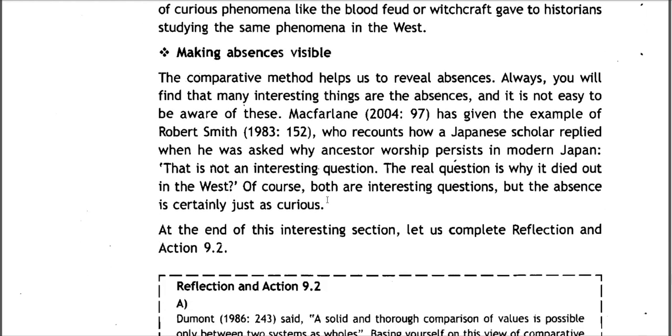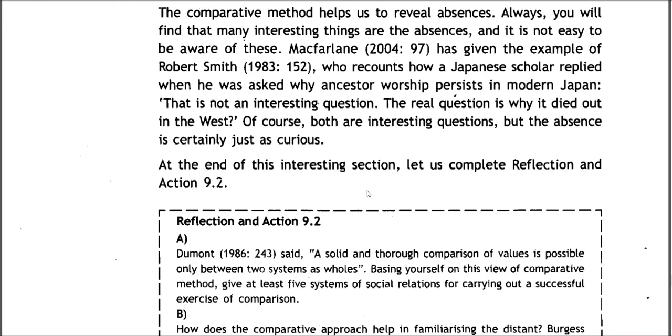Making absences visible. The comparative method helps us to reveal absences. Always you will find that many interesting things are the absences, and it is not easy to be aware of this. McFarlane has given the example of Robert Smith, who recounts how a Japanese scholar replied when he was asked why ancestor worship persists in modern Japan. That is an interesting question, but the real question is why it died out in the West. Of course, both are interesting questions, but the absence is certainly just as curious.